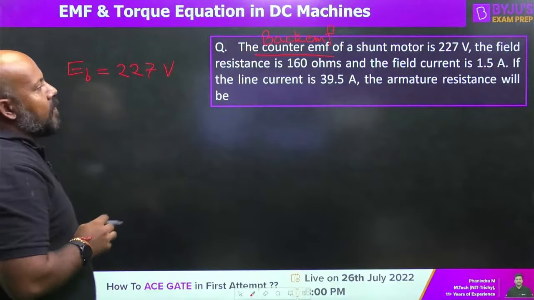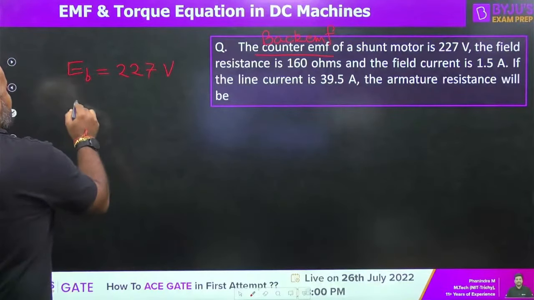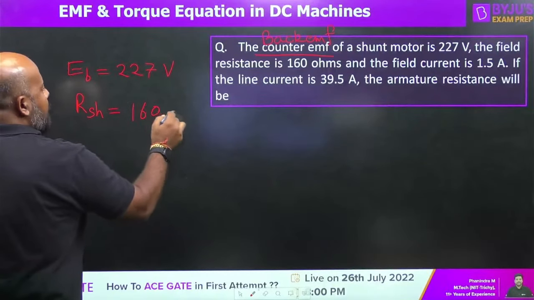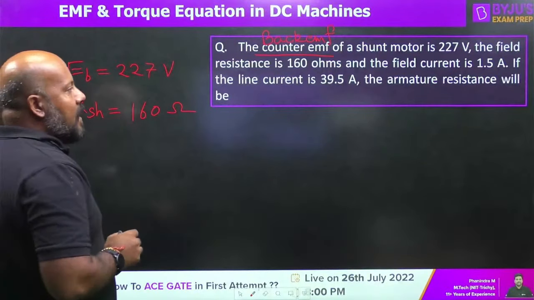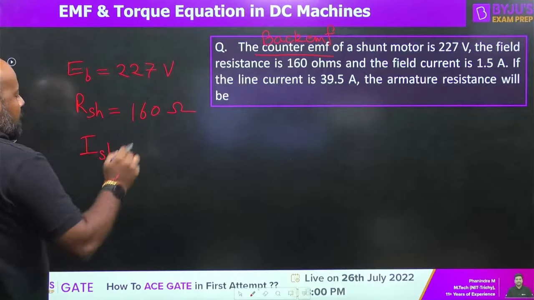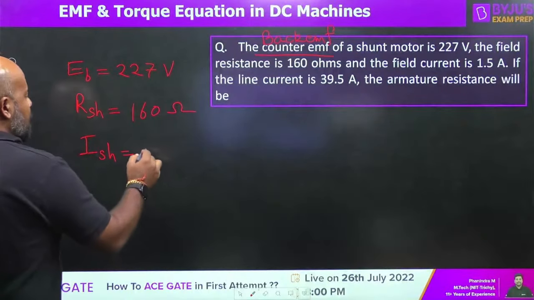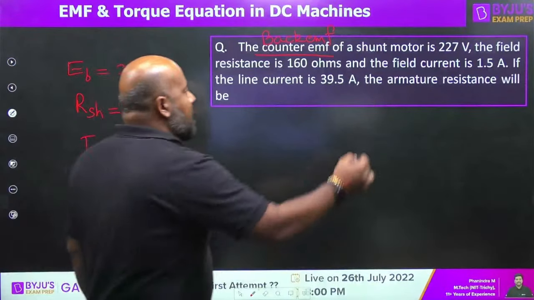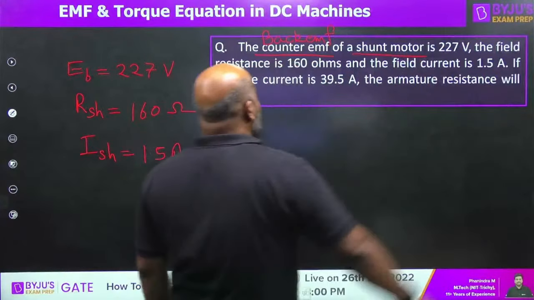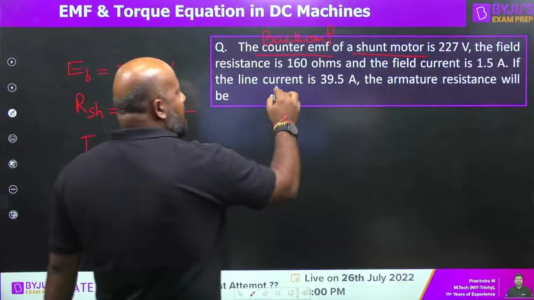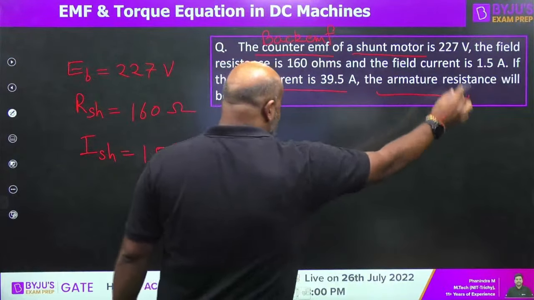First information, the field resistance is given as 160 ohms. And the field current is also mentioned. Suppose it is the shunt field current, so this is going to be 1.5 ampere, because it is a shunt motor, as already mentioned in the problem. He is saying if the line current is 39.5 amperes, what is going to be the armature resistance?